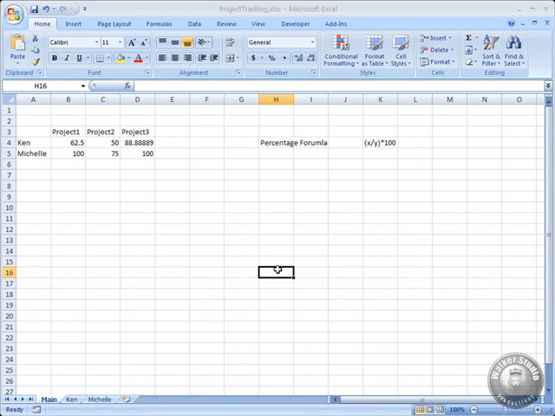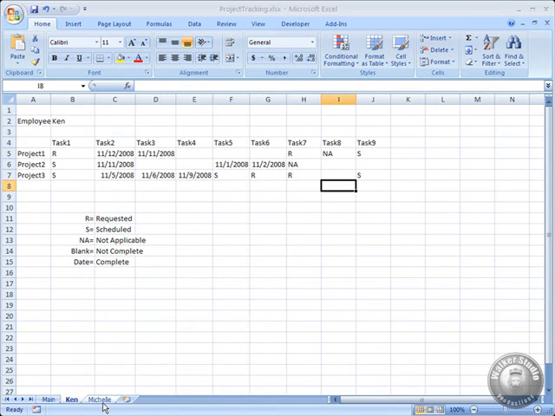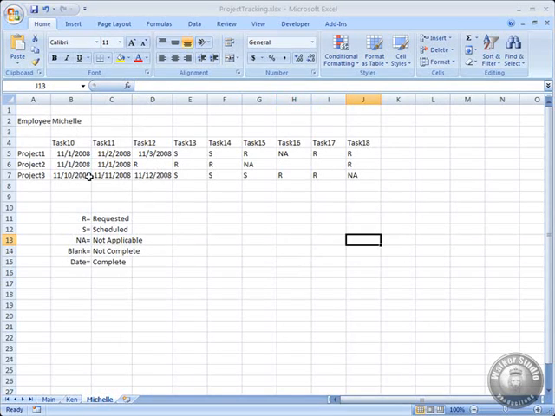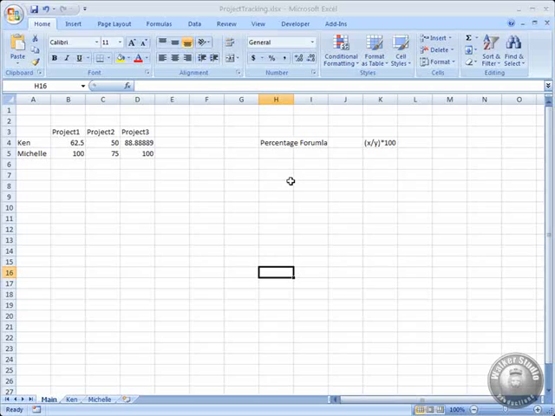The goal of this worksheet is to take some information from different sheets, different tabs down here, and make a calculation to determine the percentage of tasks completed. And what we have to do is use COUNTA and COUNTIF together to weed out some of the data that we don't want to take into account and to find out what has actually been done.